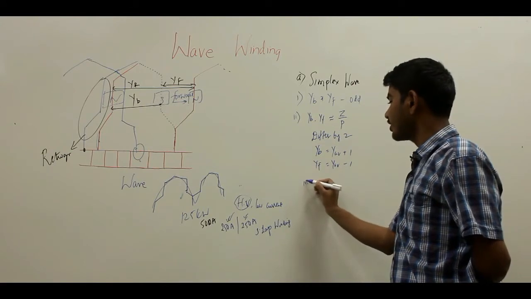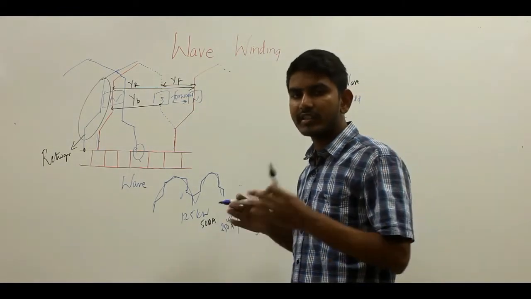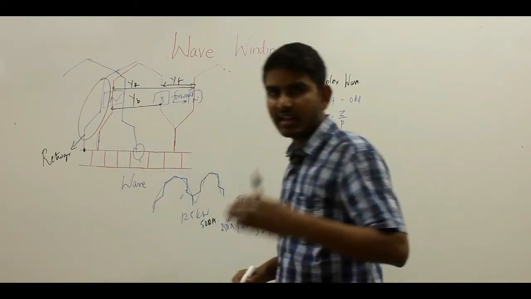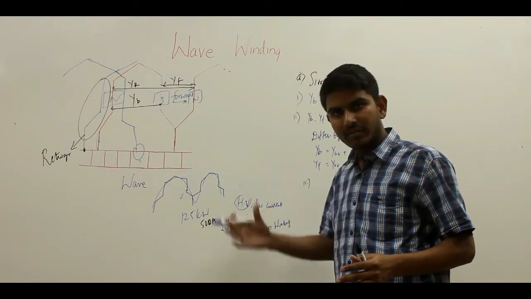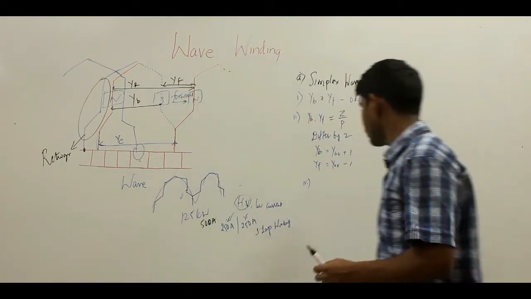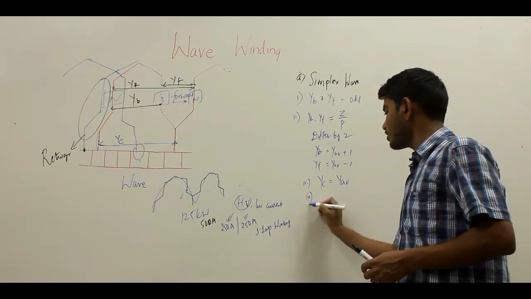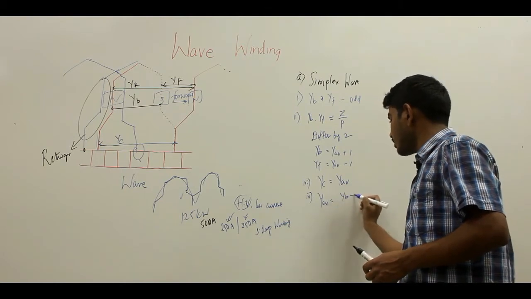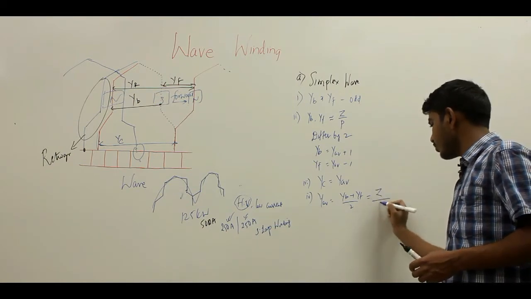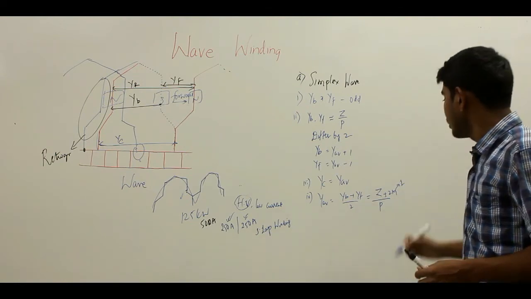And the third point is the commutator pitch. The commutator pitch is nothing but the distance in terms of commutator segments between the two ends of a coil, that is the starting end and the finishing end of a coil. Here your commutator pitch must be equal to the average pitch, and your average pitch is given by (YB plus YF) by 2, and this can also be given by (Z plus or minus 2) upon P, or Z upon P plus or minus 2M, where M is equal to 1 for the simplex wave winding.